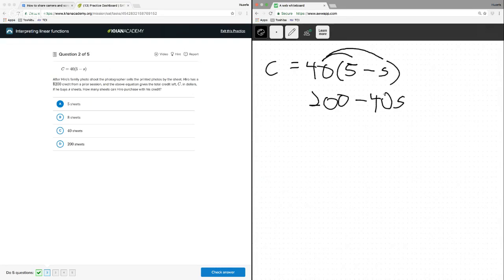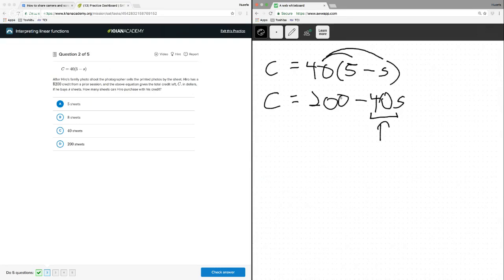Now, if you distribute the S, this equation makes a lot more sense because now we've got the $200 credit right here. He has this $200 credit from a prior session, and this gives the total credit left, C, after he buys S sheets. So now we can see, how much does a sheet cost? Now we see that coefficient. Remember, the coefficient is the per whatever. One sheet, we're going to be spending 40, right? 1 times 40. 2 sheets, 2 times 40, which is 80.